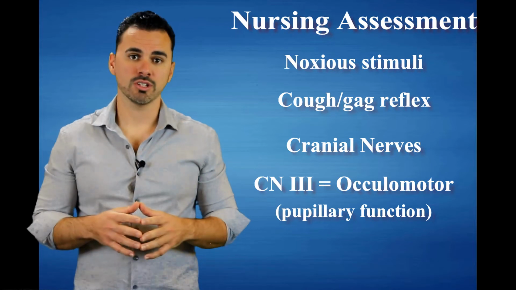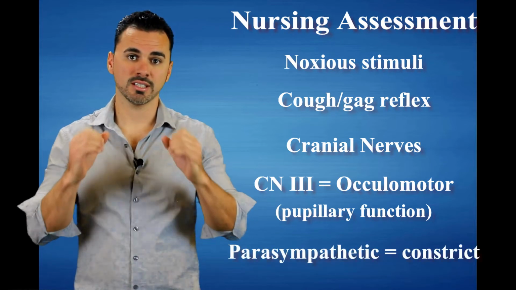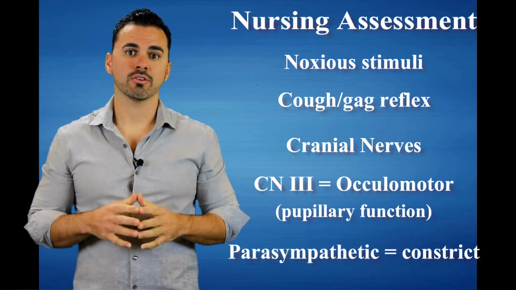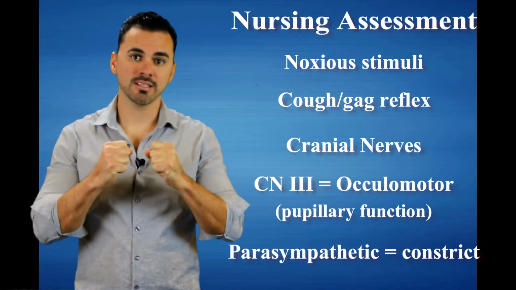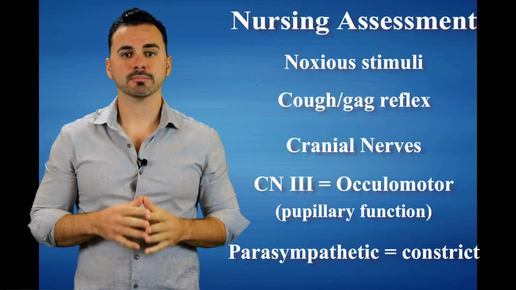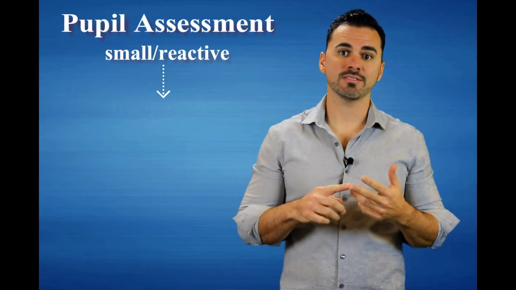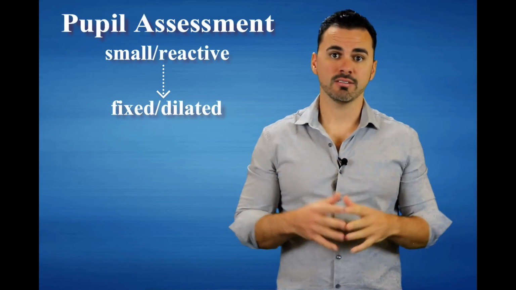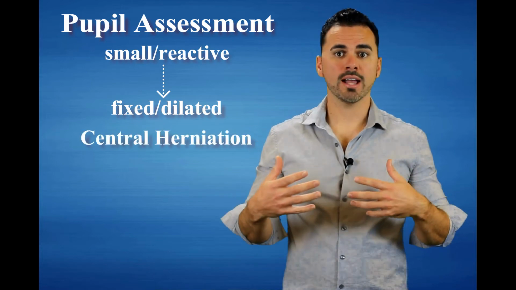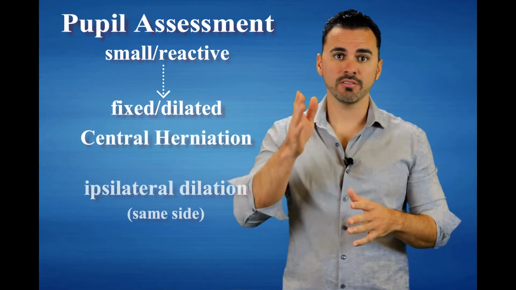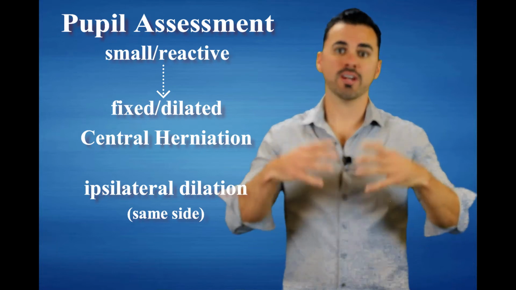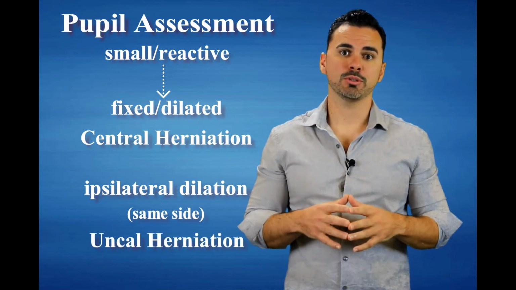And again, it's important to know that the parasympathetic system is going to constrict the pupils. So if cranial nerve 3 is compressed, you're going to see the pupil dilate. You need to know pupil changes. Small and reactive, progressing to fixed and dilated, again, is going to involve central herniation, whereas the uncal herniation is going to involve ipsilateral dilation, which progresses to bilateral and fixed pupils.